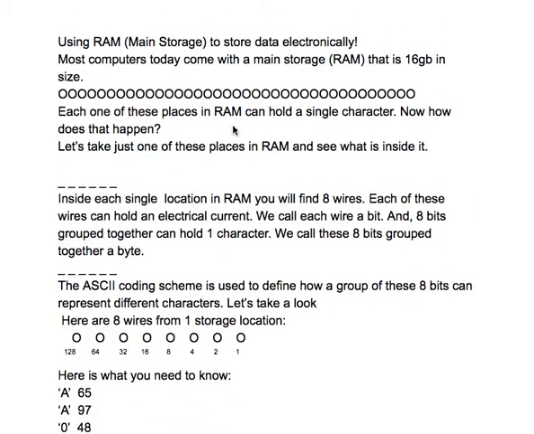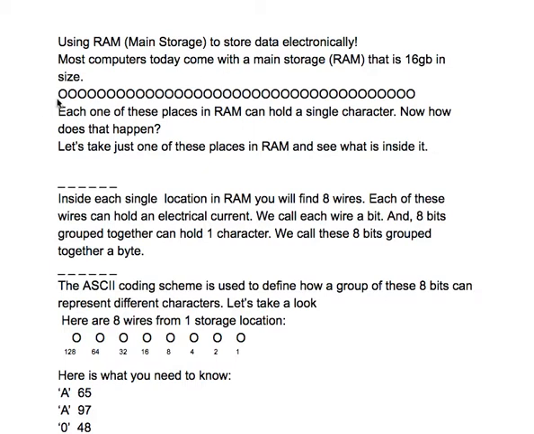So in this video, we want to talk about how data is stored in your main storage or your RAM. That data is stored electronically. So first of all, most computers today come with main storage or RAM that's 16 gigabytes in size. That means there's 16 billion bytes inside that computer.